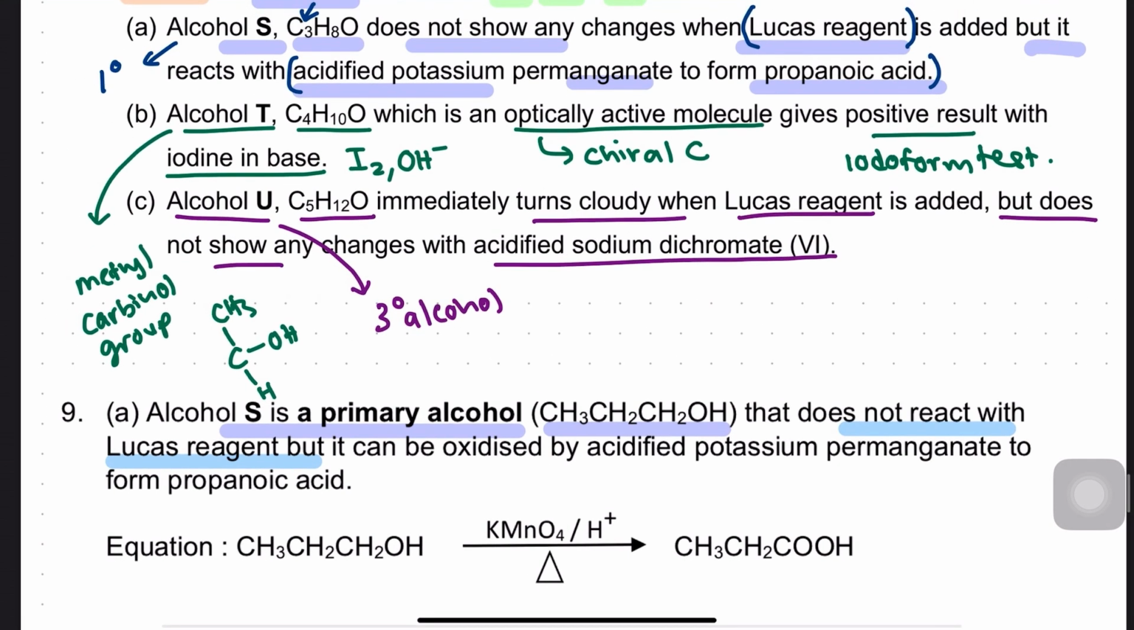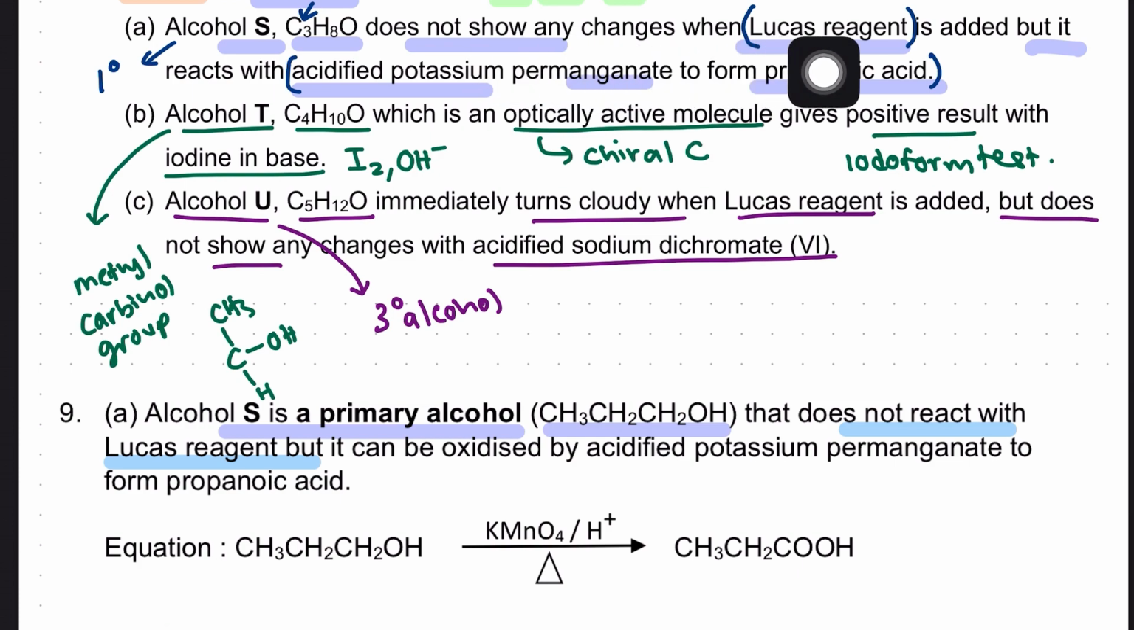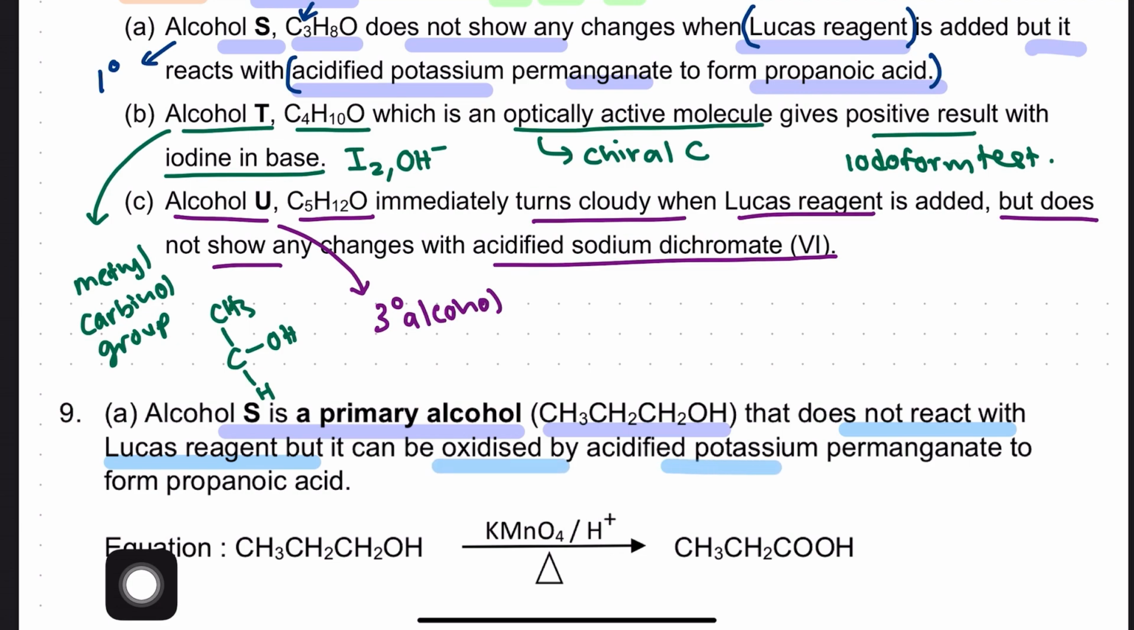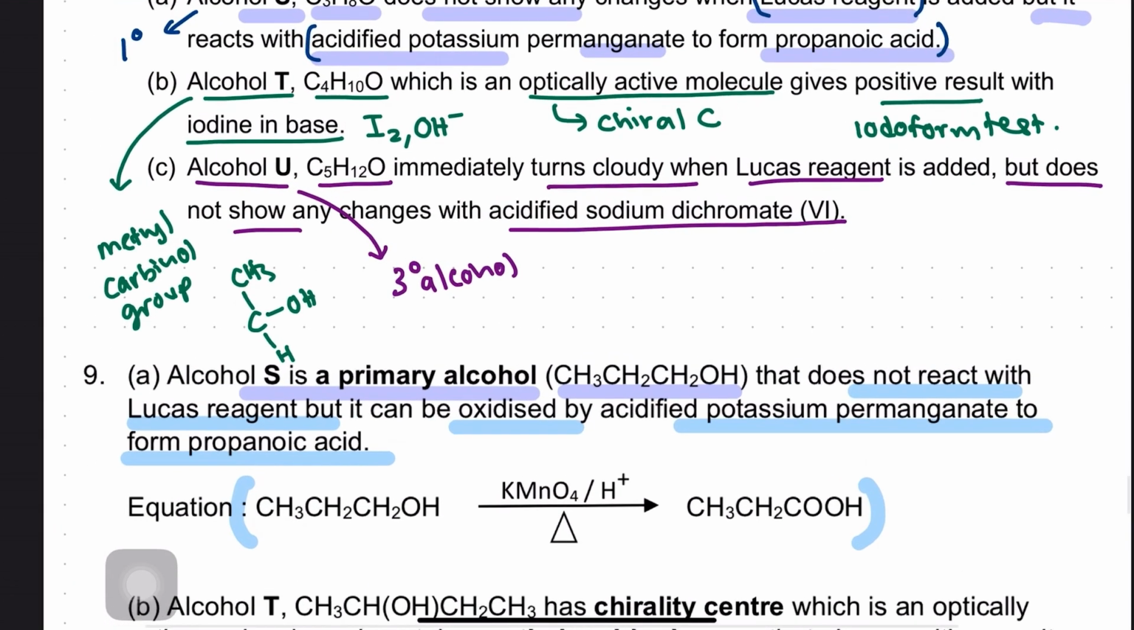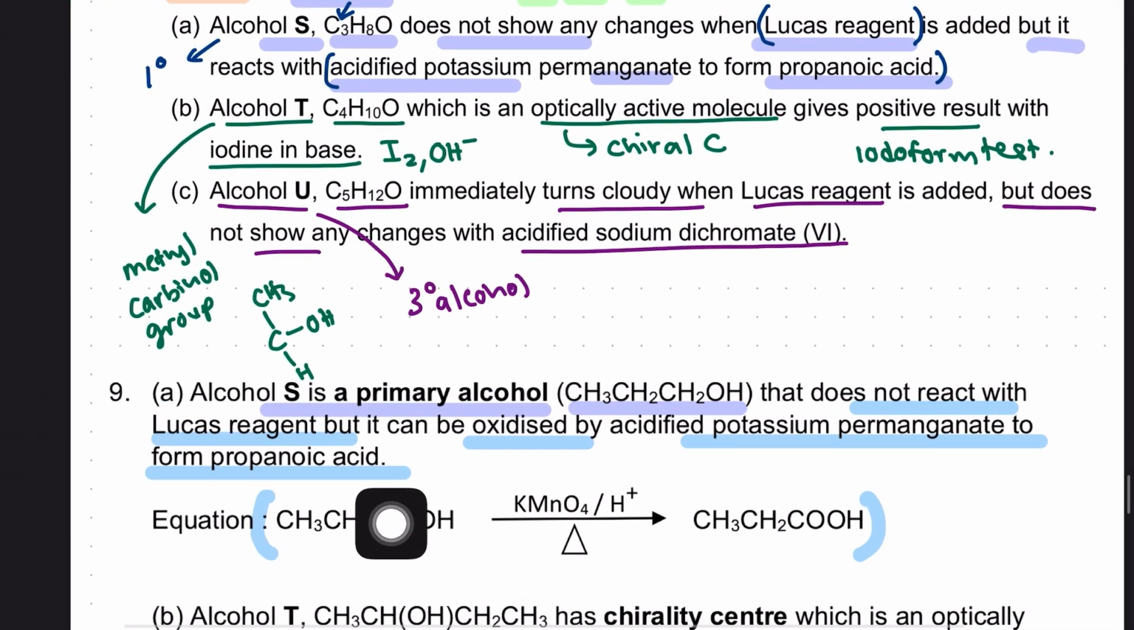Can you see? We just repeated back whatever is mentioned in the question. And it can be oxidized with acidified potassium permanganate to form propanoic acid. So you can also include an equation to emphasize your answer. And as you can see, I did not create any of these statements outside of the question. You take it from the question, but you reword it.